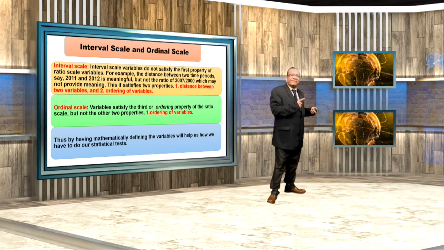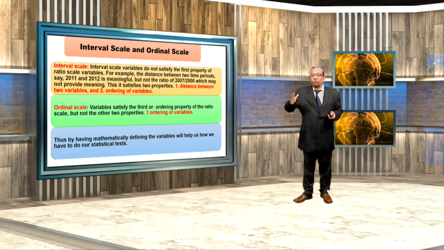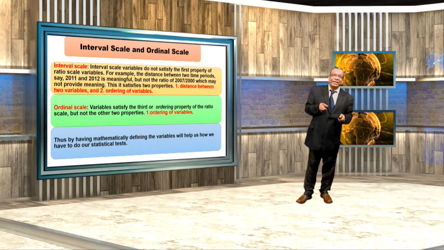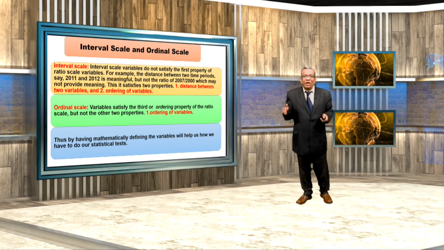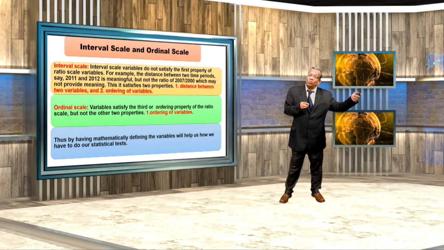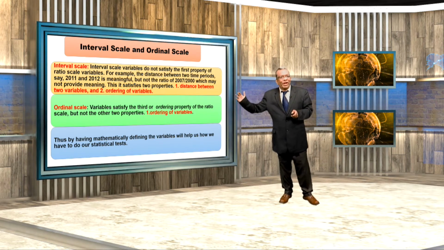One is distance between two variables, and there is ordering of variables. There is a distance between two variables, 2011 to 2012, there is a 1 year, and there is an ordering. 2011 is less than 2012. The last, ordinal scale: variables satisfy the third property, ordering, of the ratio scale, but not the other two properties. Therefore, they are ordered. Therefore, higher, lower, lower to higher. Therefore, it is known as ordinal scale.